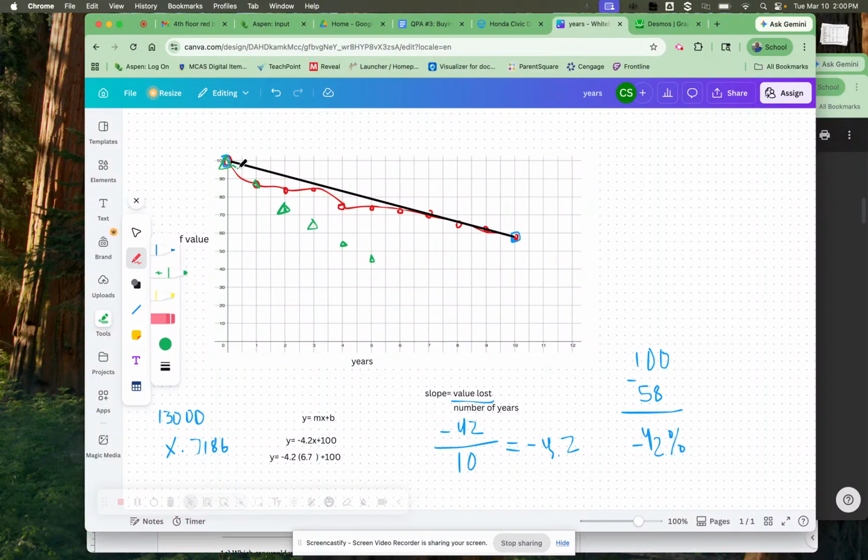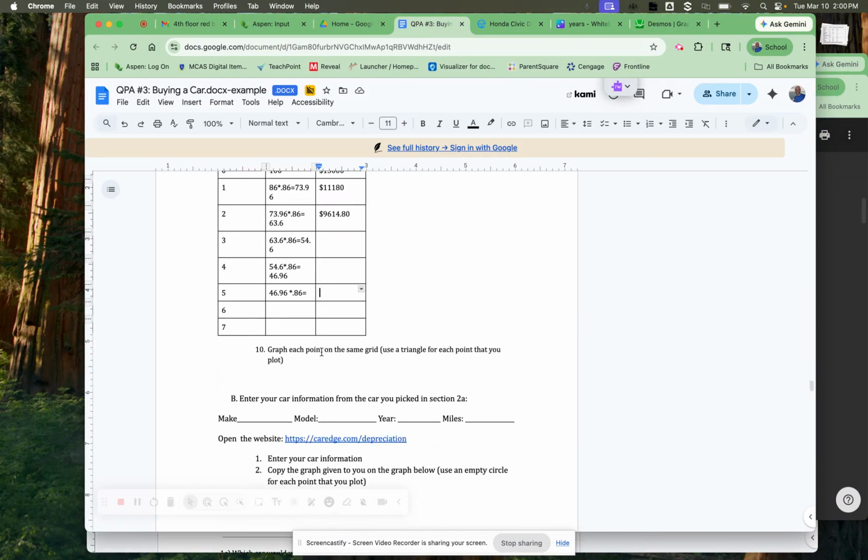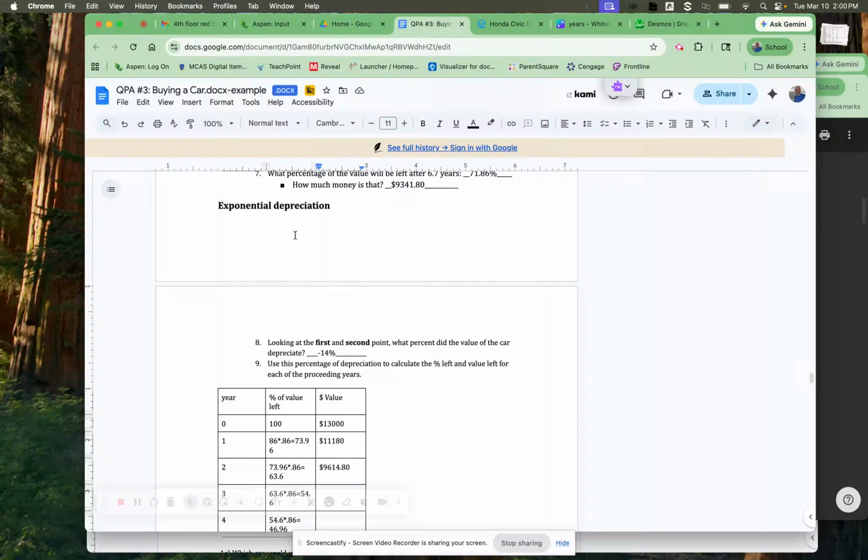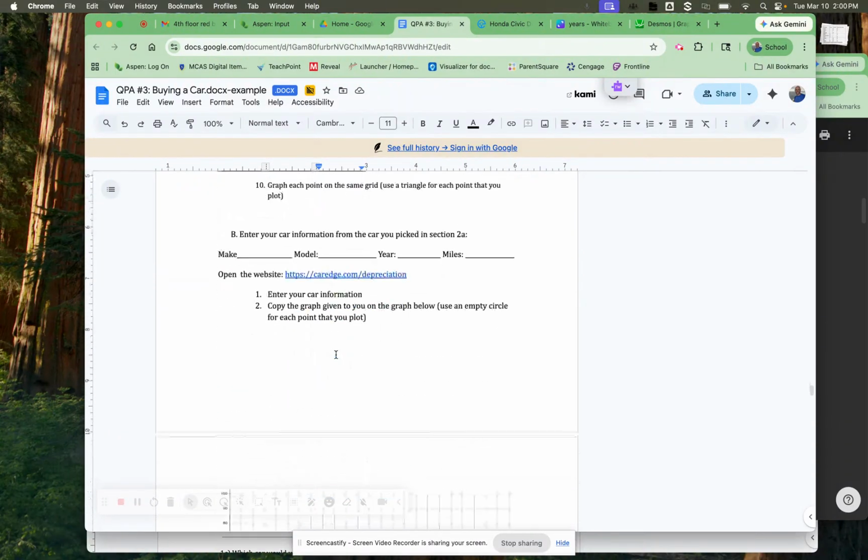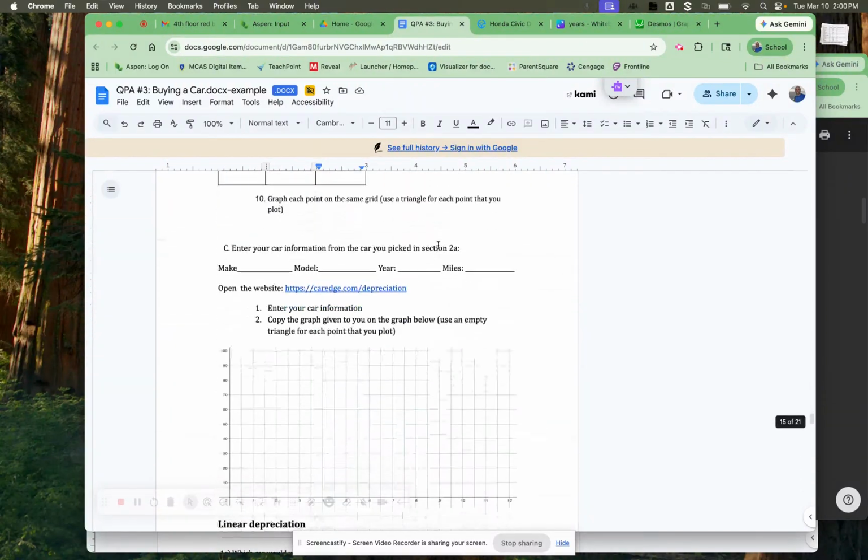And you can see it's forming a gradual slope. So that is my exponential depreciation. You're going to do the same exact thing for your second car and for your third car.